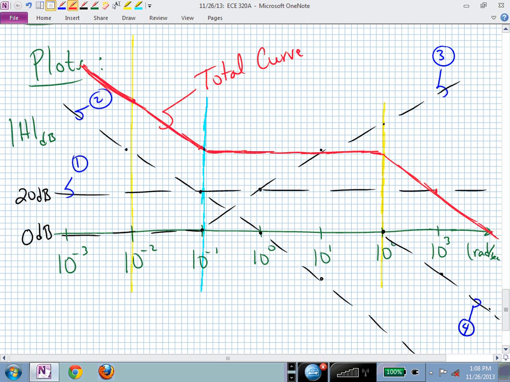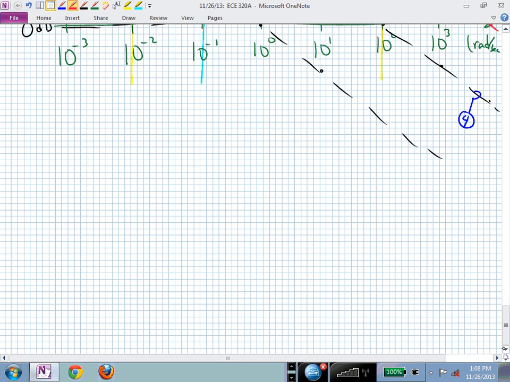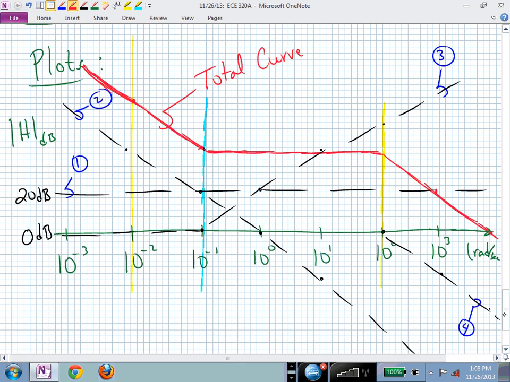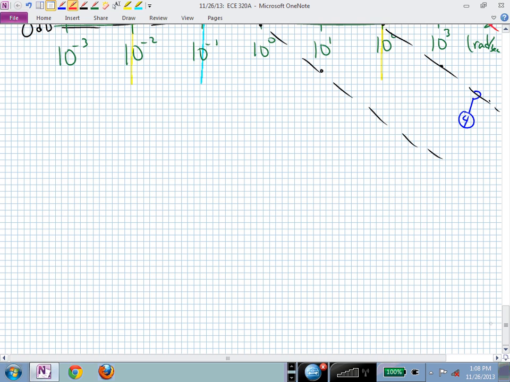All right, let's now do the phase curve. Is it clear how to sketch that curve and how to build it up from the different pieces? It needs to be. If it's not, come see me in office hours the day before break.